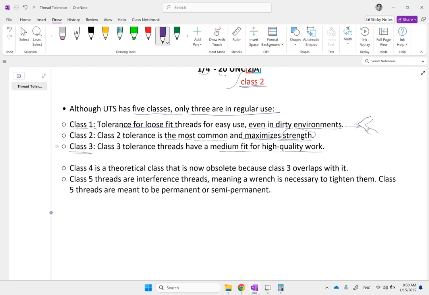Okay. Now, what is class 4? Class 4 is kind of a theoretical class that overlaps with 3, and that is obsolete now. So you barely ever see anything like class 4 in UNC or a UN system. Class 5 is a special class that the threads interfere. So you have to use a wrench and some good amount of torque to put them together. And that means the connections are permanent or semi-permanent. So here there will be interference. The threads will have interference. One is probably cutting through the other one. Okay, and you have to use a wrench and a lot of torque to do it.